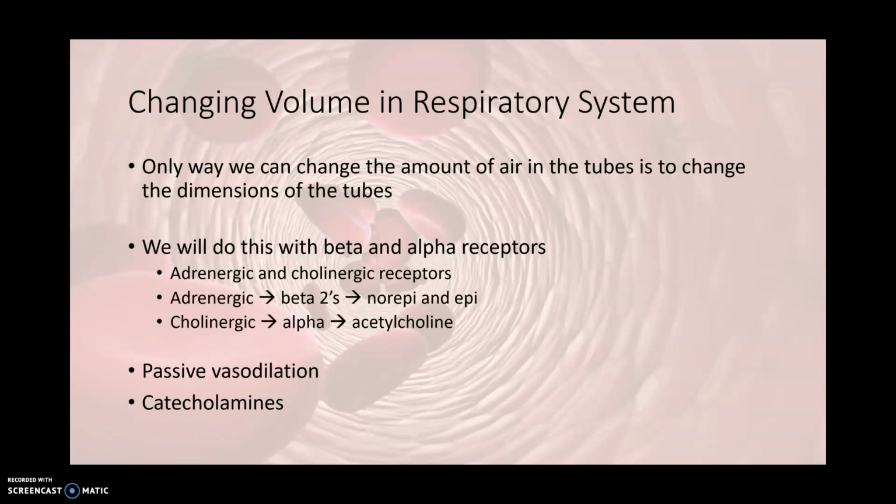We're actually going to do this with our beta and alpha receptors. So adrenergic and cholinergic receptors again. So adrenergic, we're going to bind to our beta 2s, in which we're going to be using our norepinephrine and epinephrine. Our cholinergic receptors bind to our alpha receptors, and that uses acetylcholine, right? Kind of just like before. This will ensue passive vasodilation, and we're going to use our catecholamines. All right, so passive vasodilation, what are our catecholamines again? They are norepinephrine and epinephrine.